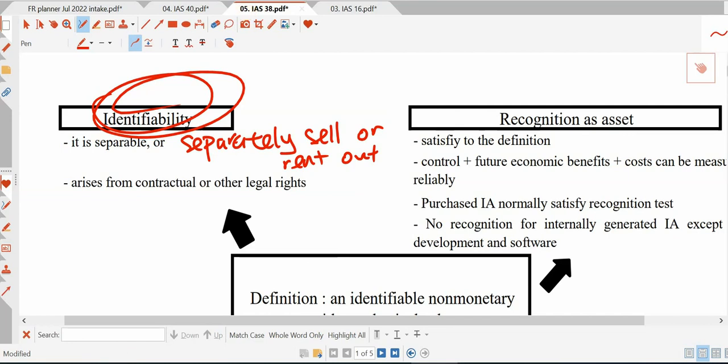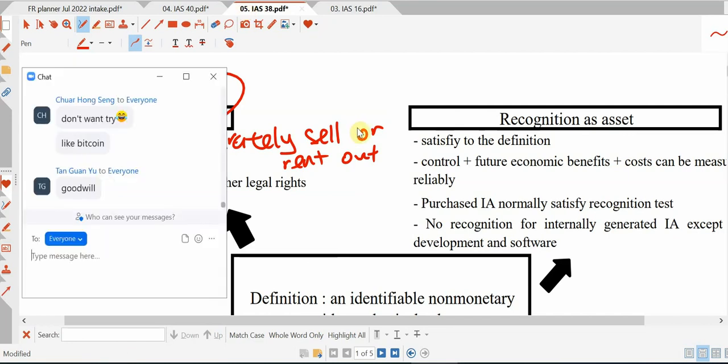So we have examples from the chat, let's see. Bitcoin, yes. Goodwill also, yes, reputation and all this. Bitcoin, okay, Bitcoin is a very modern example, digital coin that we can sell, we can rent out. Rent out cannot. Goodwill, I will come back to this in a while. So we got an example from Ashwin. Ashwin say brand name. Okay, now maybe some of you say, hey, brand name we can see, we can touch. Why brand name is intangible?